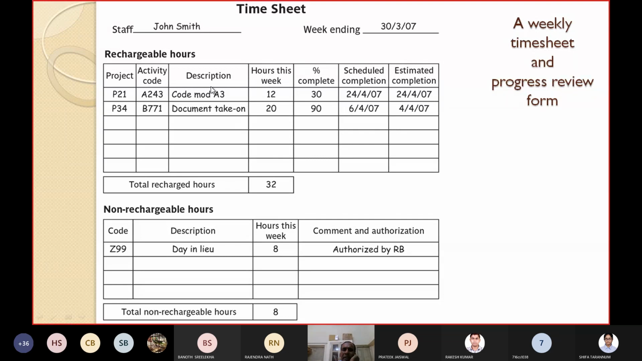But the second activity is document taken. How many hours have you taken? 20 hours. How much percentage have you completed? 90%. And the scheduled completion is 6/4/07. And what is the estimated completion? You had estimated it should be completed by April 4th. But you are saying that as per your progress, it will be finished on the 6th. That means it will take 2 extra days.